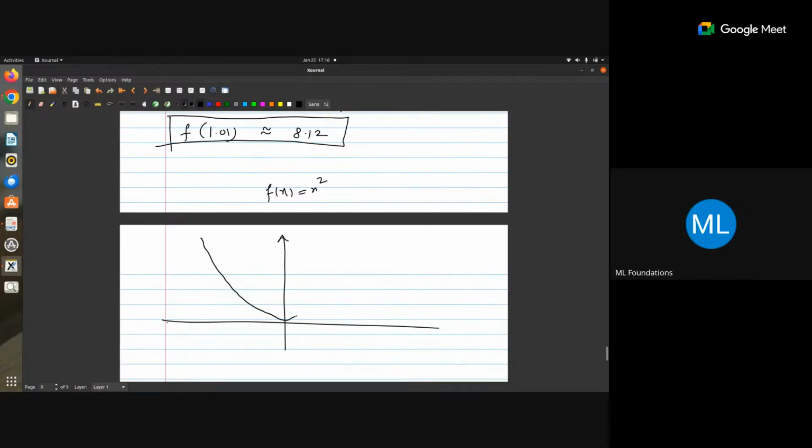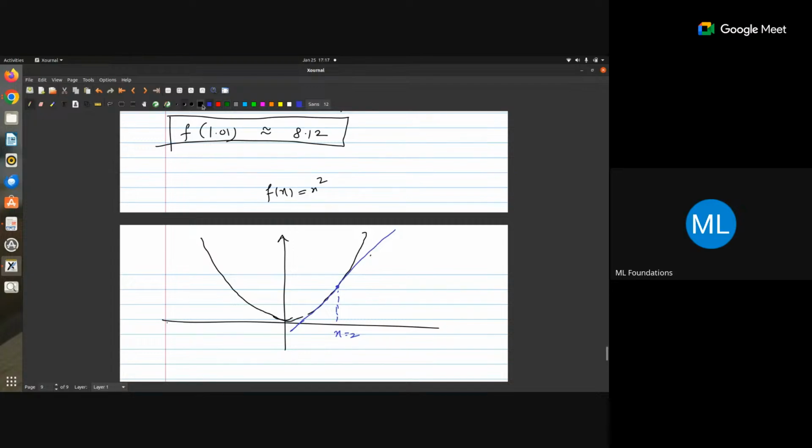It is a parabola, right? Some parabola. If I ask you to find a linear approximation at some point, let's say at x equals 2, what does linear approximation mean? Basically it's a line which goes through this point. It will touch this point, it is tangent to that point, right?